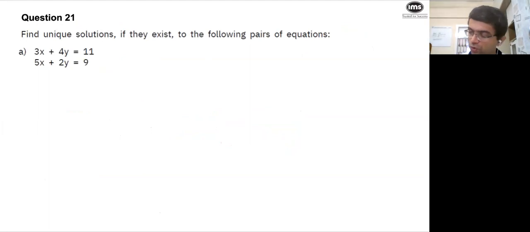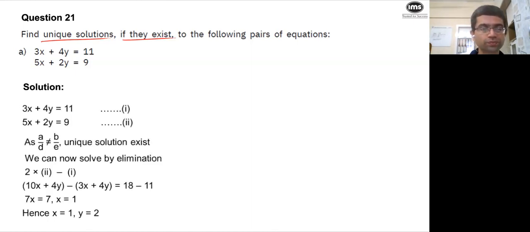Find unique solutions if they exist to the following pairs of equations. These are linear equations. Okay, linear equations, that means every variable x and y is raised to the power of 1. In a linear equation, all variables are raised to the power of 1. We have done this in 8th standard. So unique solutions if they exist. We'll see if they exist. So how do you solve such questions? Make one variable common, rather the coefficient of one variable common. So here what will you do? I'm going to retain the first one and I'm going to multiply the second one by 2.